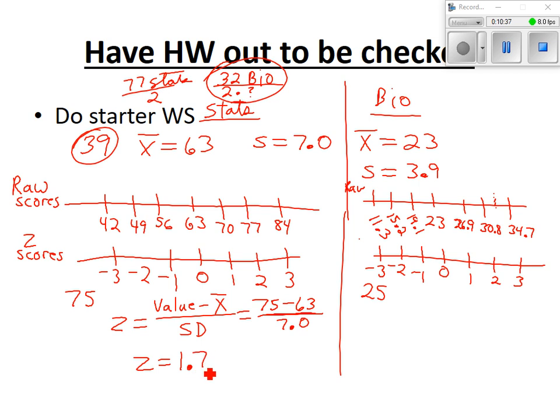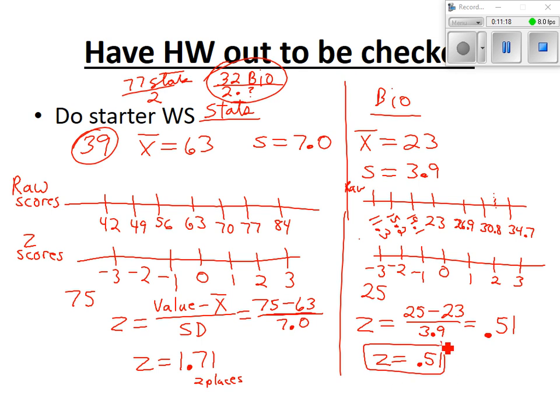1.71. Usually with z-scores, we go out two places behind the decimal. So on this one, the value that we're looking at is 25. The mean was 23, and the standard deviation was 3.9. What's that give us? 0.51. So our z-score for this one is 0.51.